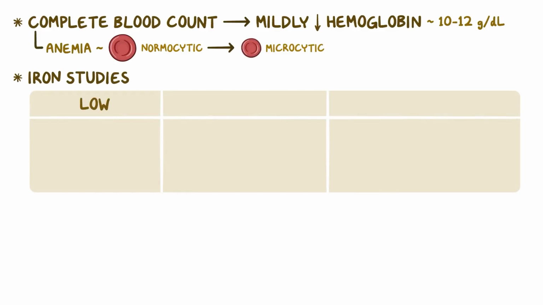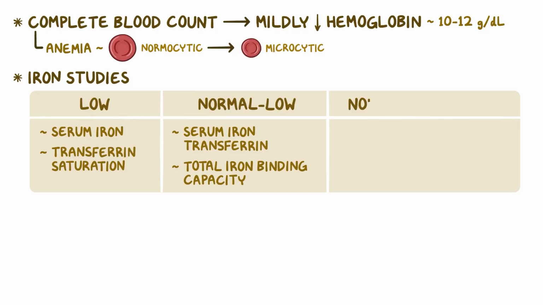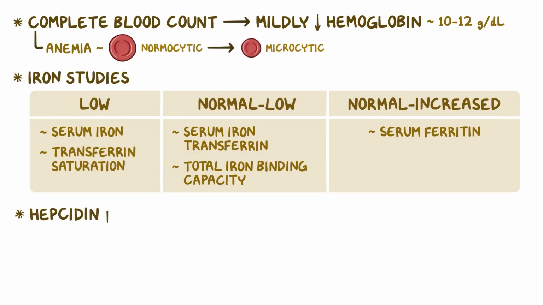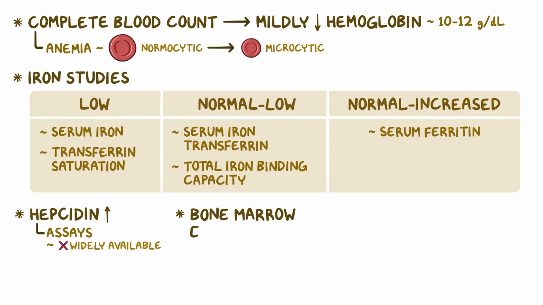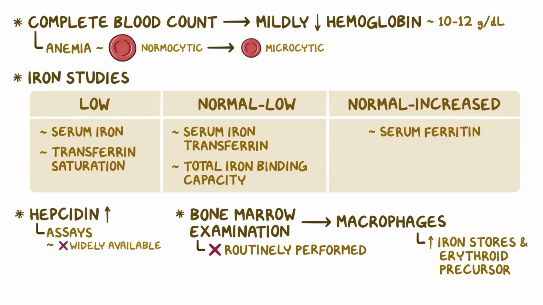Iron studies show low serum iron levels, normal to low serum transferrin or total iron binding capacity, low transferrin saturation, and normal or increased serum ferritin levels. Hepcidin levels are also usually elevated, although assays to detect hepcidin levels are not widely available. Bone marrow examination, while not routinely performed in the assessment of anemia of chronic disease, can demonstrate macrophages with increased iron stores and erythroid precursor cells.